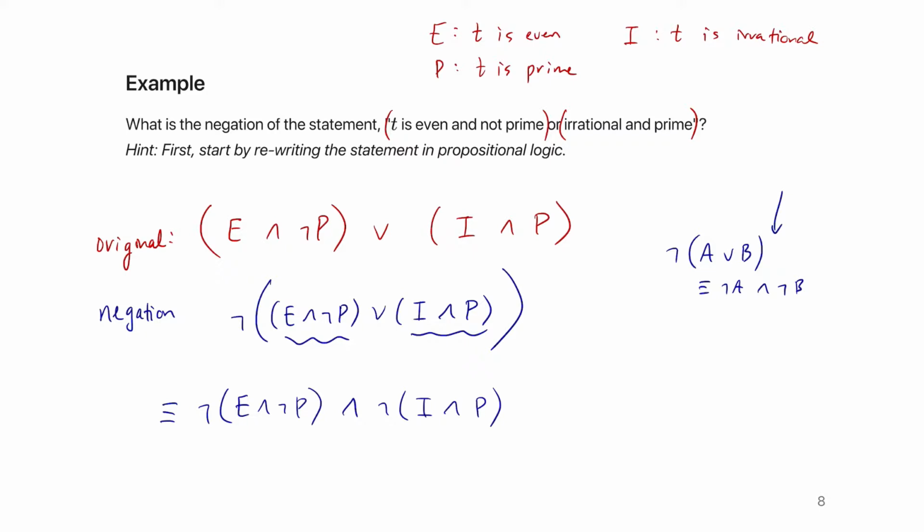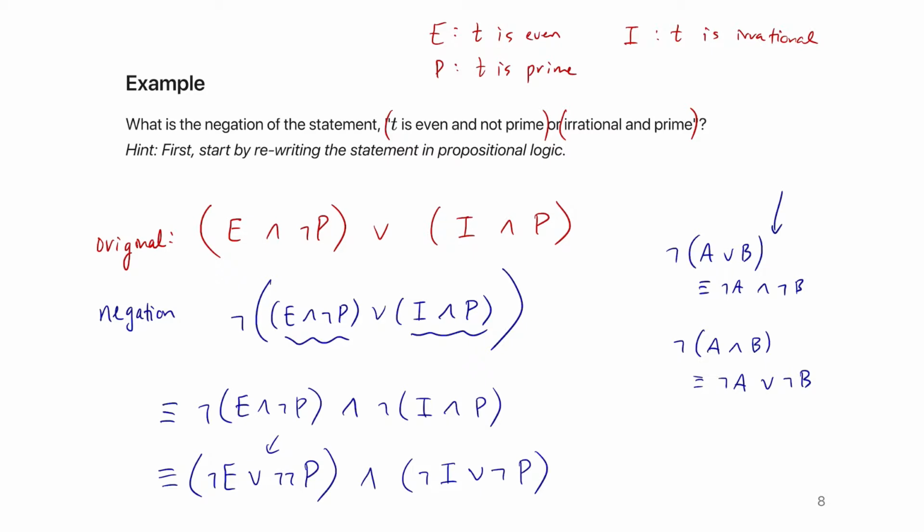Okay, so here I've applied the first law, and then now what I'll do is distribute the negation within the individual parentheses. So here I'll have not E or not not P. Why is it double not? Because there's already one not to begin with. Okay? And so here I'm using the rule not A and B gives not A or not B. And that's the rule I've used over here. The and will stay, and then I'll have not I or not P.